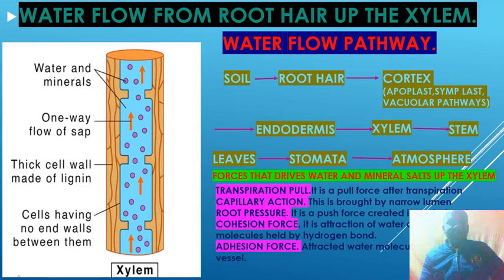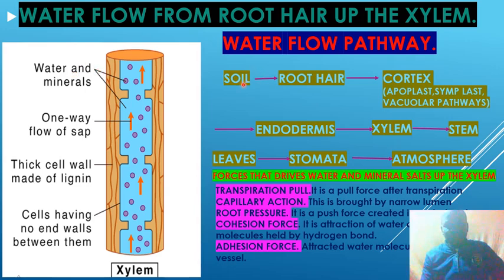Let's go to the other discussion about the water flow, from the root hair, that is from the soil through the hair, then up the xylem stem to the leaves, then to the atmosphere. So we will check about the flow. What is being transported in the xylem vessel? It's water and mineral salts. Where is it transported from?